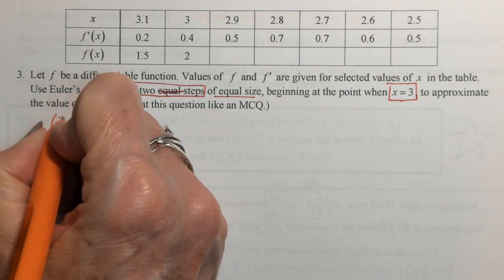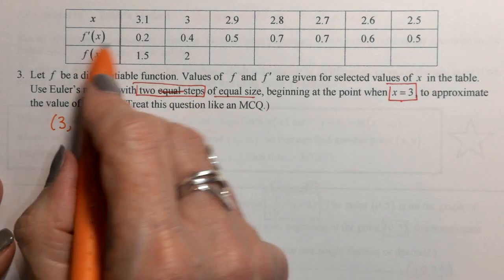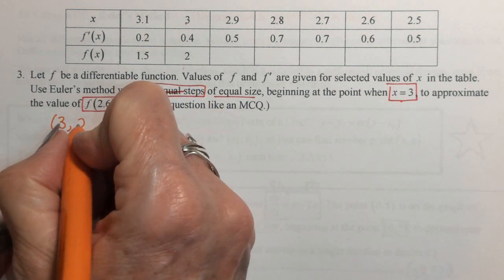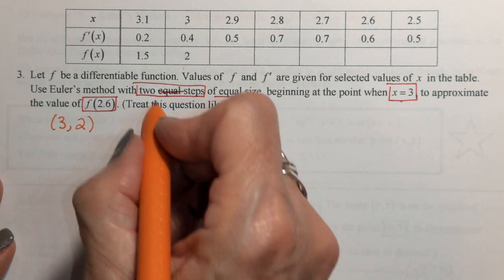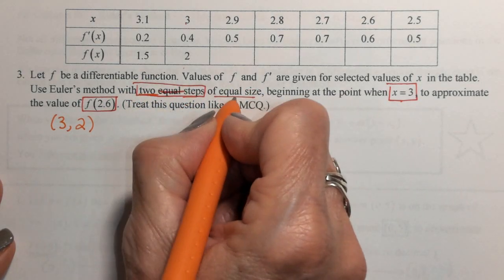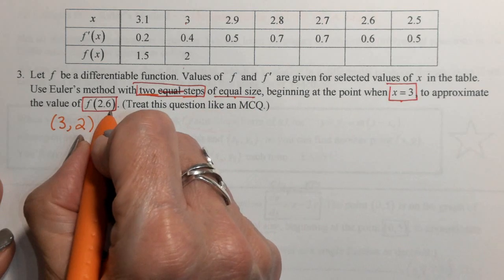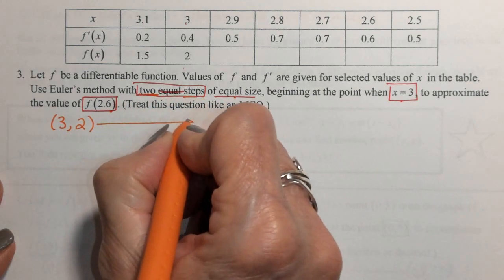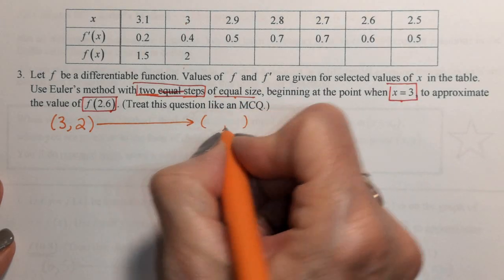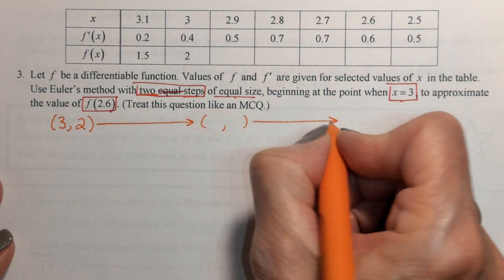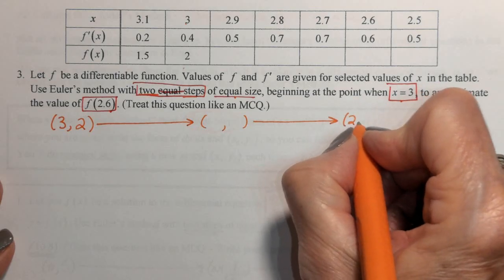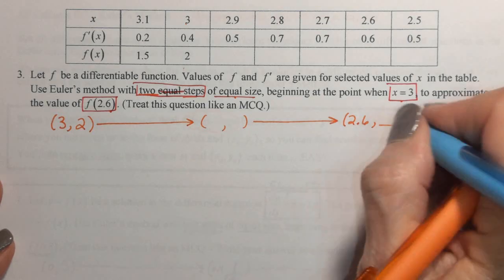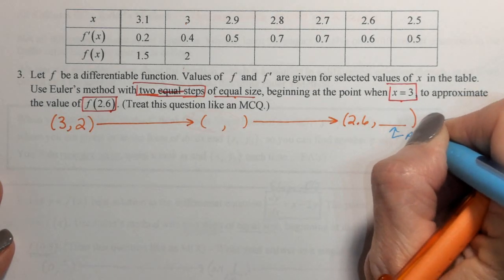So we're starting at the point 3, what? I go to my table: when x is 3, f is 2. So we are starting at the point (3, 2). And we're taking 2 equal steps to get to the point when x is 2.6. So we're going to go through one point and another point because it's 2 steps, and we're ending when x is 2.6. I know that this y value will be my answer.